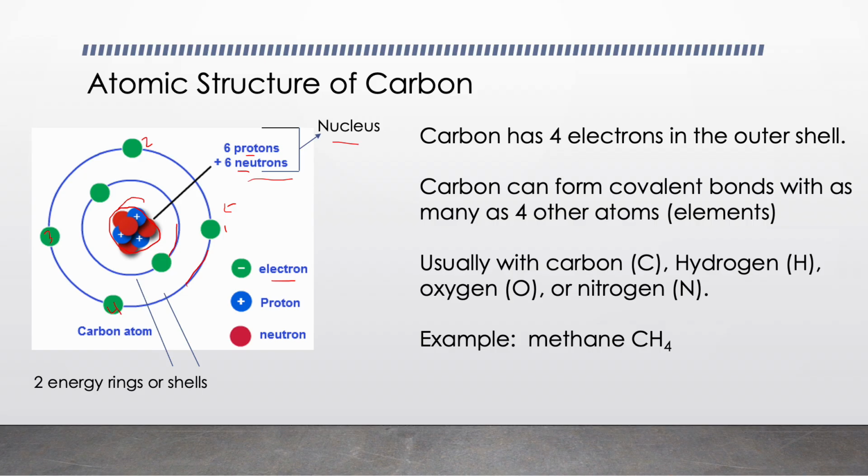Carbon's got those 4 electrons in the outer ring. Those are the electrons that are involved with bonding. When they do bond, it's going to make a covalent bond. That's sharing electrons. And it's typically going to bond either with another carbon, hydrogen, oxygen, or nitrogen. It could be 4 different substances, or it could be 4 of the same substances as you would find in the example methane. 1 carbon bonded to 4 hydrogens.